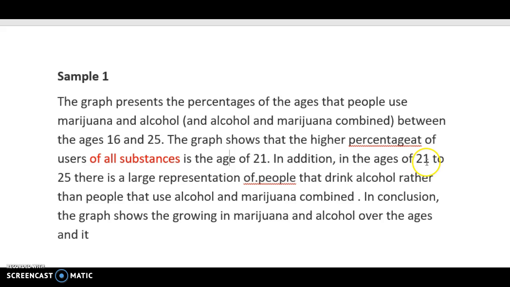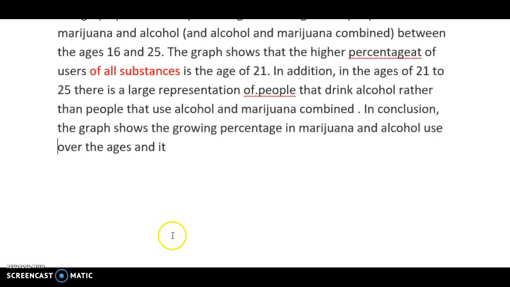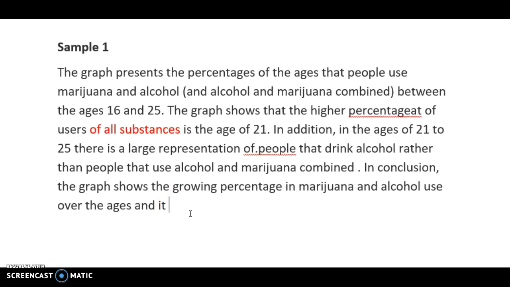In addition, in the ages of 21 to 25, there's a large representation of people that drink alcohol rather than people that use alcohol and marijuana combined. In other words, they're trying to say, although not completely clearly, that there are more who drink alcohol. In conclusion, the graph shows the growing what? The growing percentage in marijuana and alcohol use over the ages, and oops, we're not quite sure what happened.